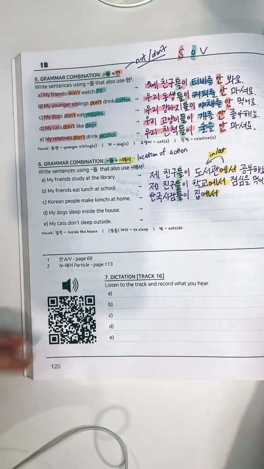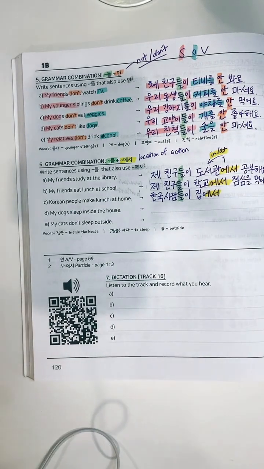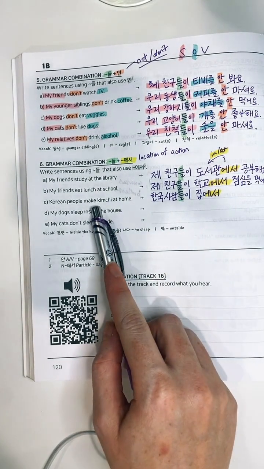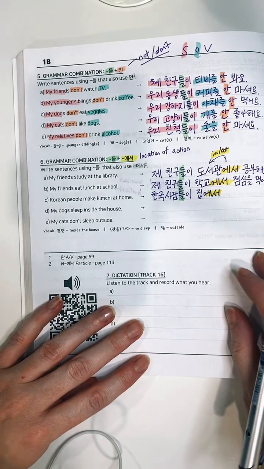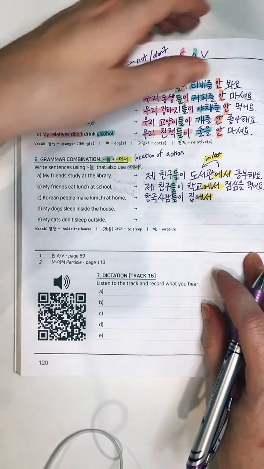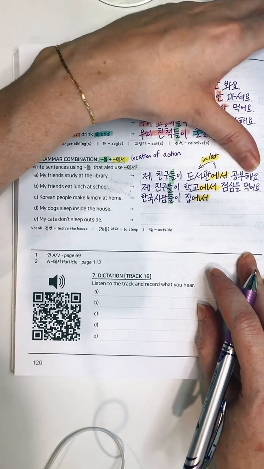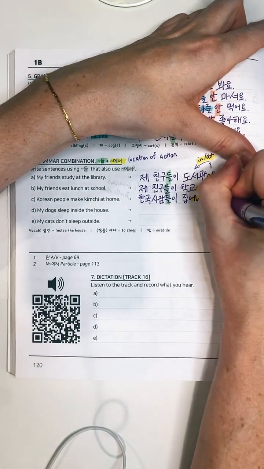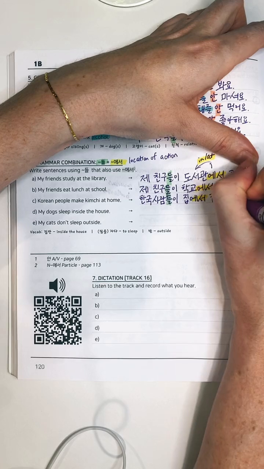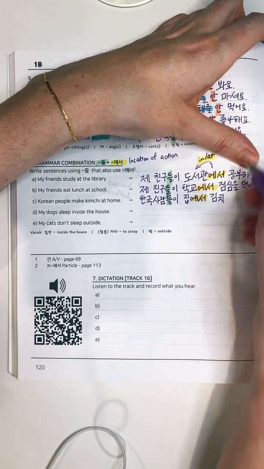At home. What do they do? They make kimchi. Now, there's a couple ways to say make kimchi. We're going to keep it simple. Kimchi is how you say kimchi in Korean.